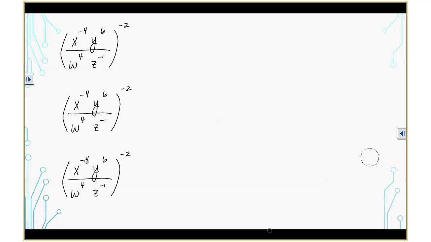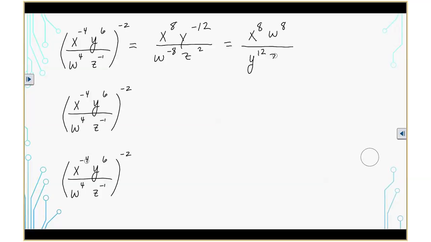All right, so first of all, let's say I want to distribute that negative 2. That'll give me X to the what? Negative 2 times negative 4 is what? 8. Y to the negative what? 12 over W to the negative 8 and Z to the what? 2nd. Everybody good? Now, I could take that Y and that W and flip them, and what do I get? X to the 8th, W to the 8th, over what? Y to the 12th, Z to the 2nd. That should be the answer.